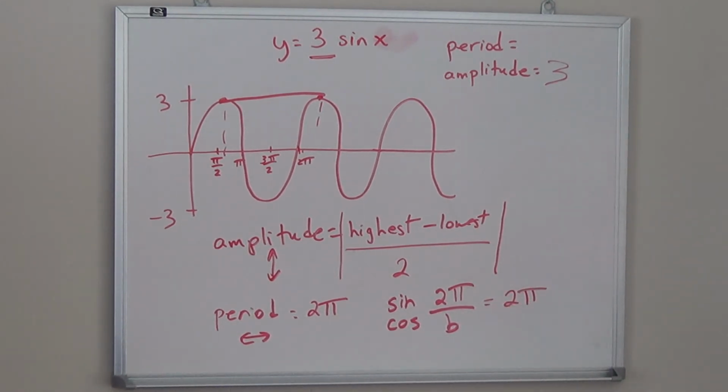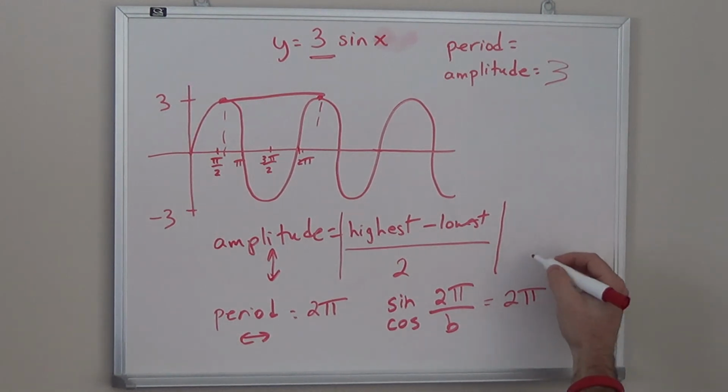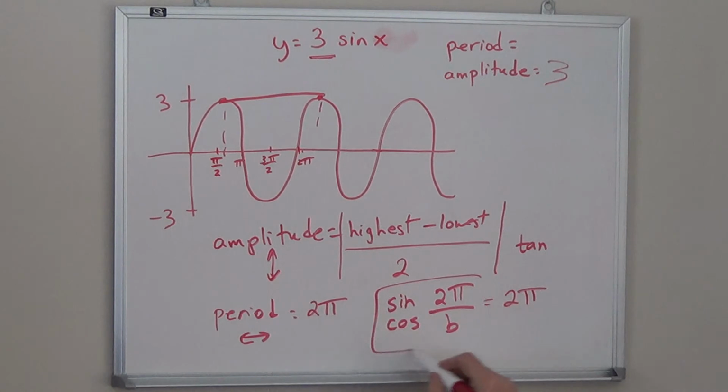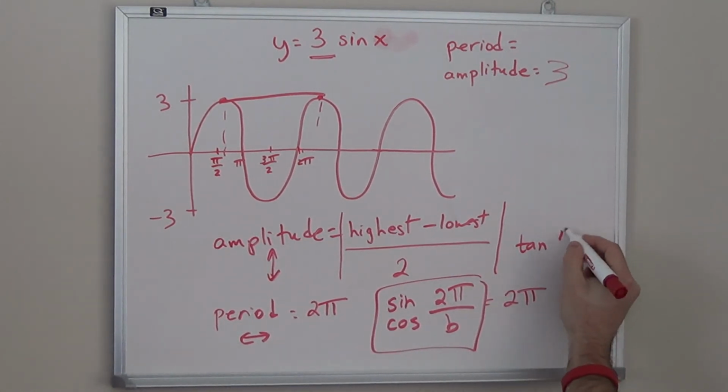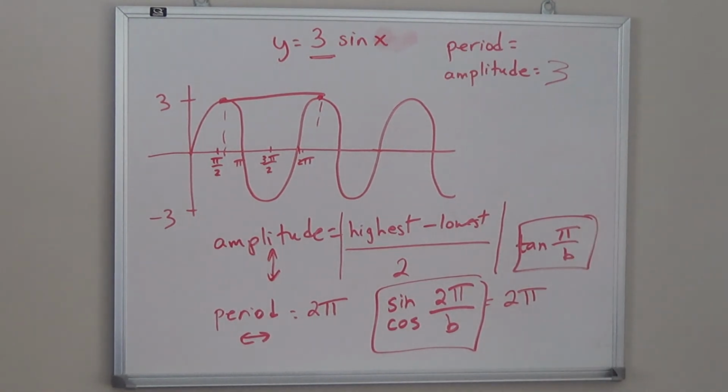And then sometimes they do ask this, so you might want to keep your eye on this. They might ask you for the period of a tangent curve. Well, sine and cosine are 2 pi over b. Tangent is just pi over b. So it's got a little bit shorter period. Good things to keep in mind. They like to ask this, but that should do it.